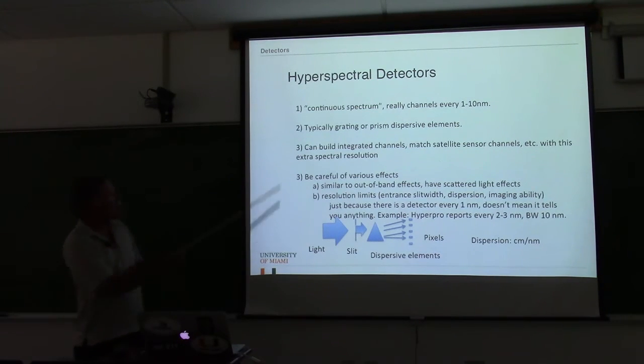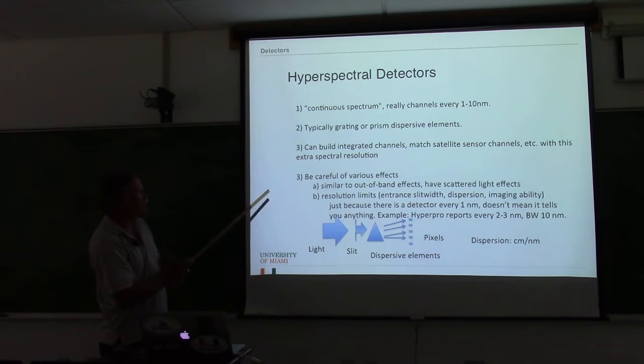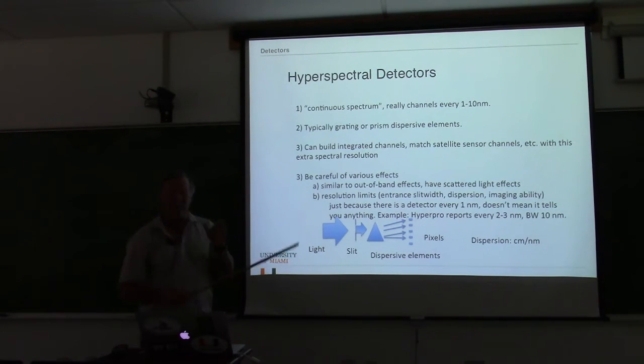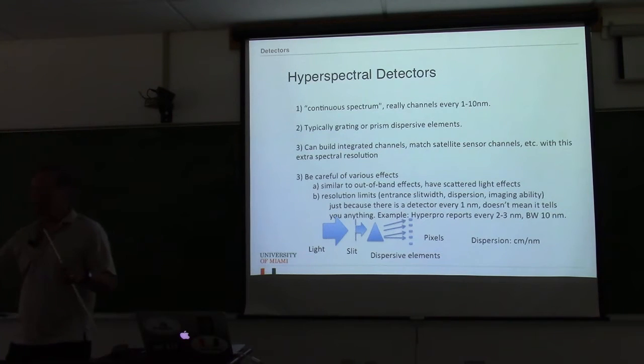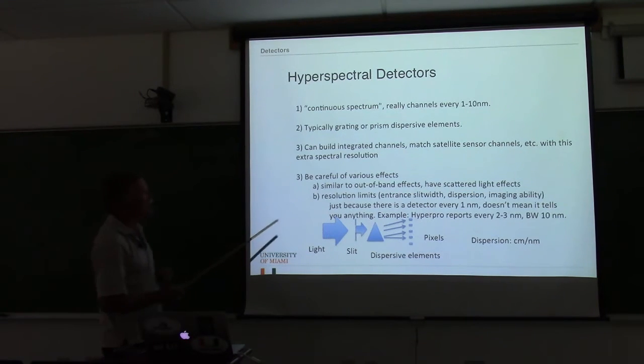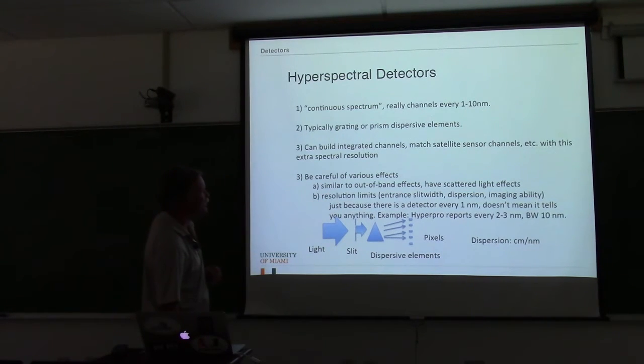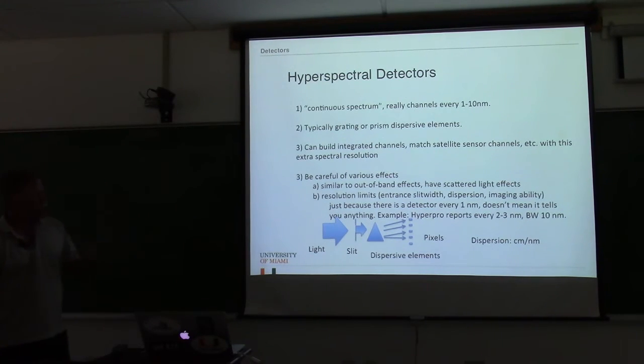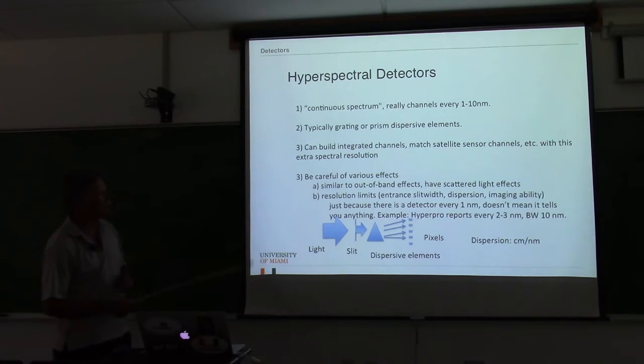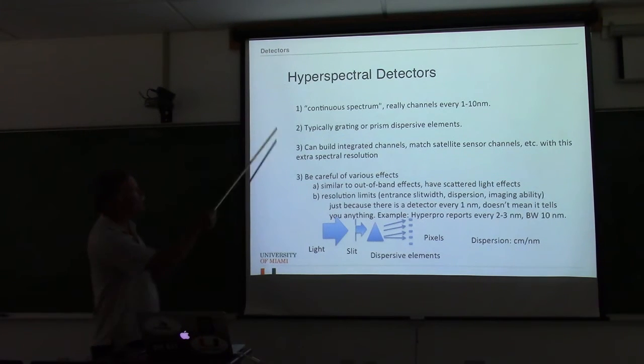The nice thing with a hyperspectral is you can build integrated channels. You can average a bunch of channels together and exactly match different satellite sensor channels, if we're worried about satellite validation. You can pick up different absorption bands for phytoplankton pigments and such when you're working with that. So hyperspectral, everybody's going hyperspectral pretty much now.